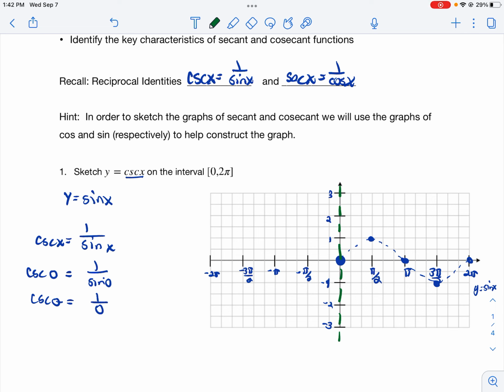Now at pi over 2, sine of pi over 2 is at a height of 1. 1 over 1 is still 1. So that stays. Now I'm back to the midline. So on the midline, you have vertical asymptotes. Off the midline, it stays that point. And then on the midline, I have another vertical asymptote. So I have 3 vertical asymptotes on this interval from 0 to 2 pi.